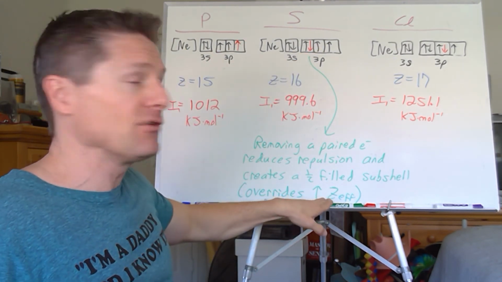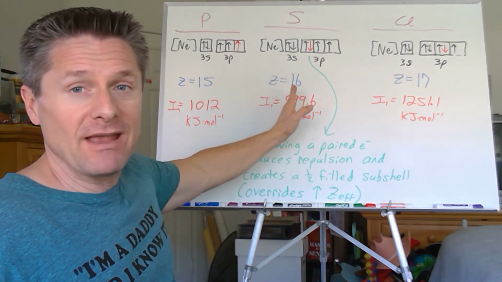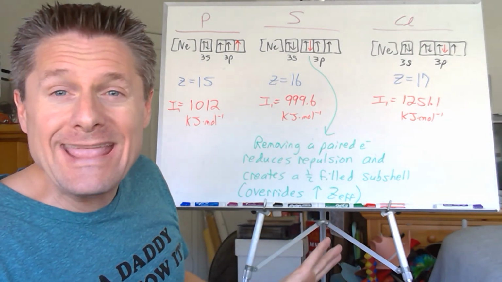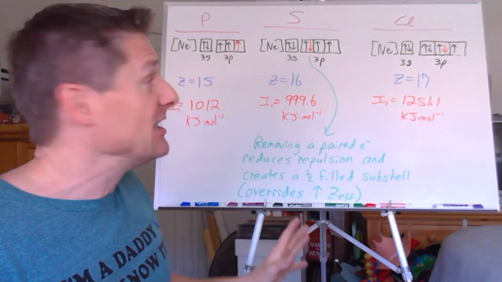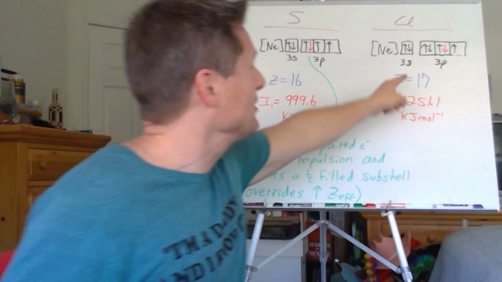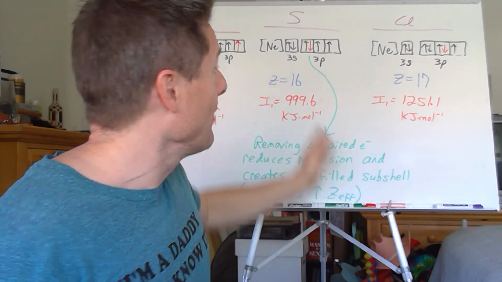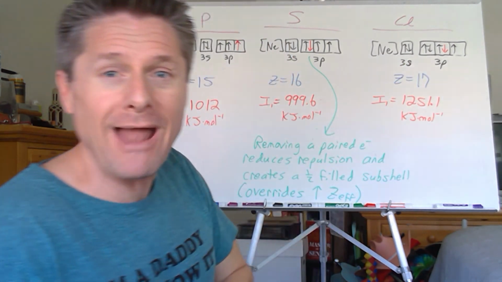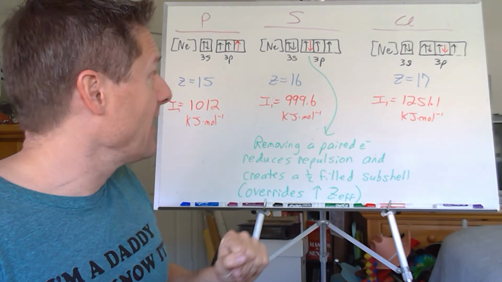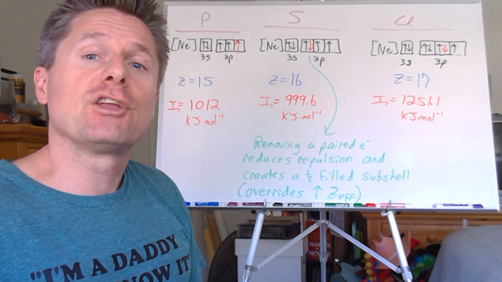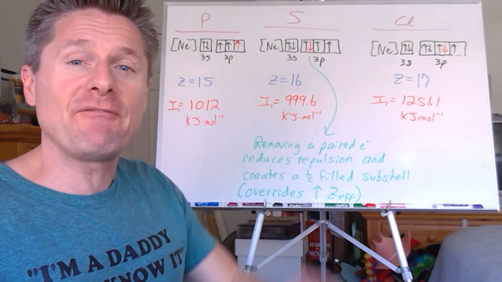And you're creating a half-filled subshell. So even though Z effective goes up, those two factors make that electron right there way easier and require less energy than you would think. But when you get to chlorine, removing that, yeah, it removes the pairing energy, but you're not creating a half-filled subshell. And you've gone up 2 protons, so it's not enough to override the increasing effective nuclear charge. So it pops up again. There you go. There's ionization energy trends, my friends.